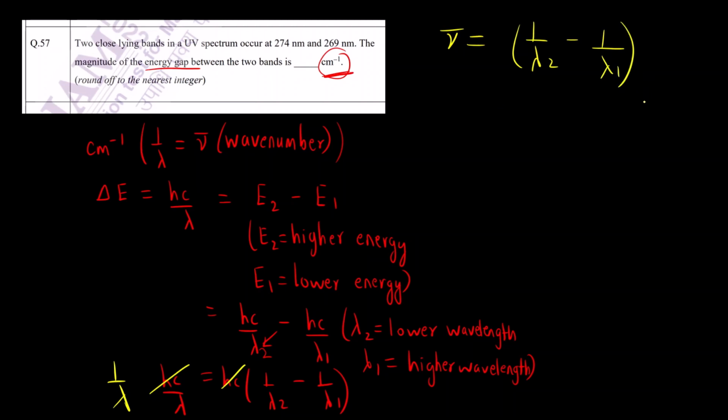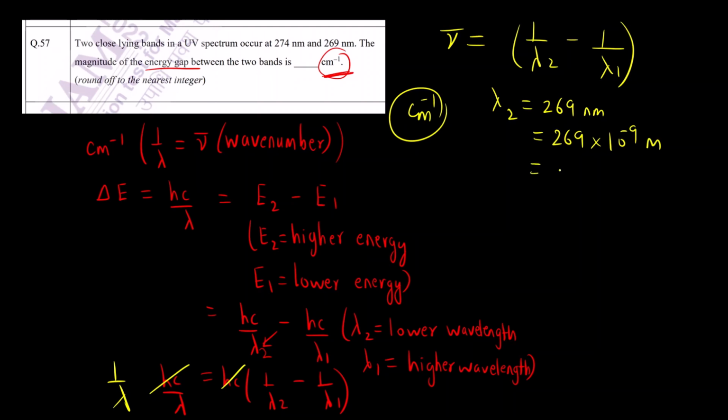Okay, and what is the unit? The unit we want is centimeter inverse. So we can convert wavelength into centimeters. Lambda 2, that is the lower wavelength, is 269 nanometer. 1 nanometer is how many meter? It is 10 raised to minus 9 meter. And 1 meter is 10 raised to 2 centimeter. So 10 raised to minus 9 into 10 raised to plus 2 gives 269 into 10 raised to minus 7 centimeter. So this is lambda 2.